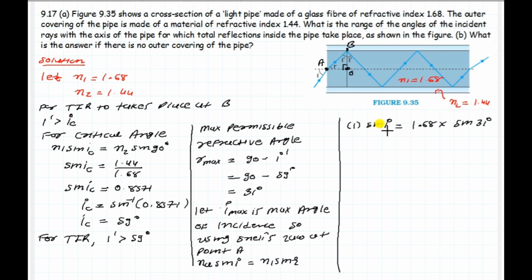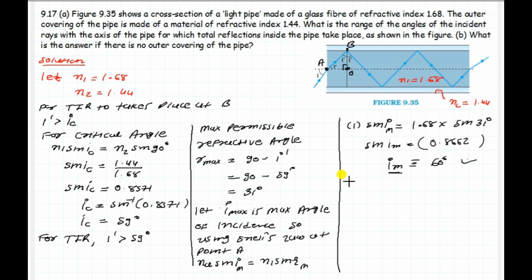Okay, here we are finding the maximum angle of incidence. So it is Rm, this one is Im. Sin Im, on multiplying the value of sin 31 and 1.68, we will get the answer 0.8662. So we can say Im is sin inverse 0.8662. So Im is nothing but, nearly about 60 degree. That is the maximum angle of incidence.